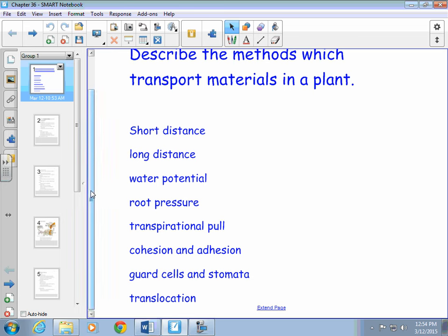We'll talk about guard cells and how they control the size of the stomata. And the last few minutes are going to be on translocation, which is the movement of material through the phloem.